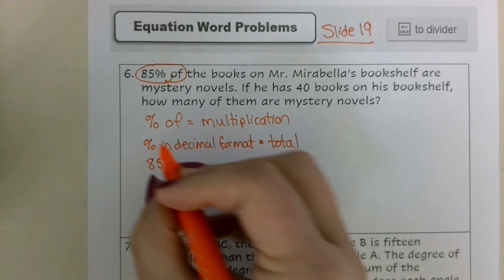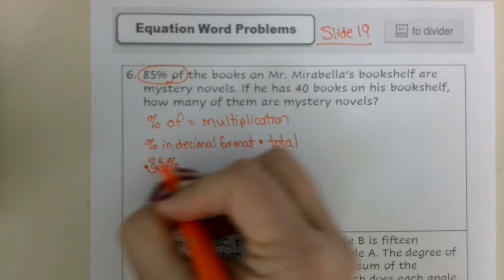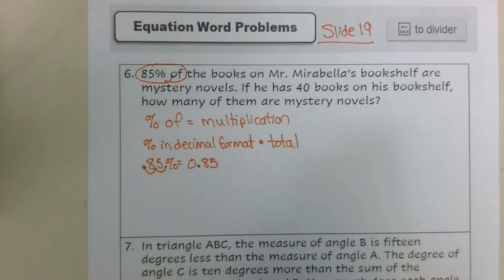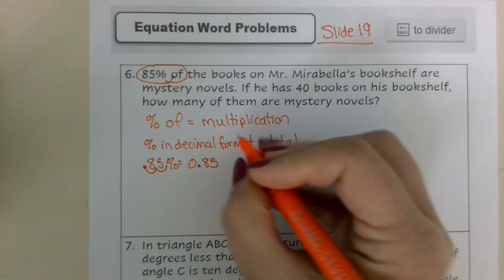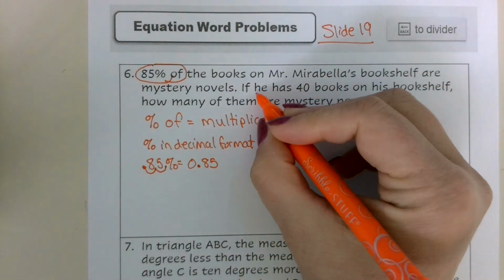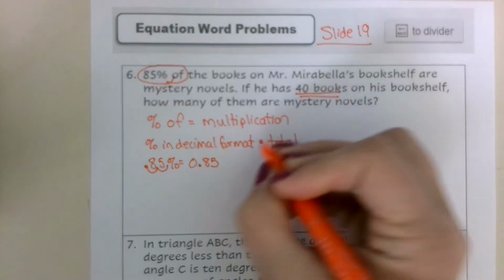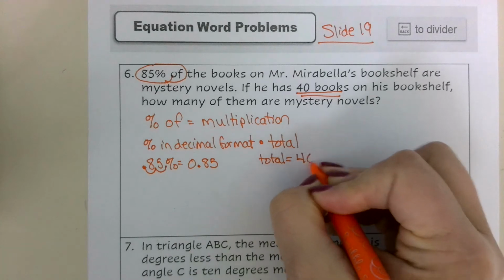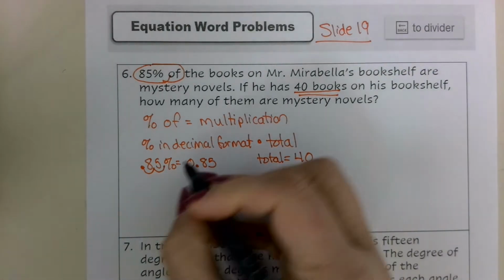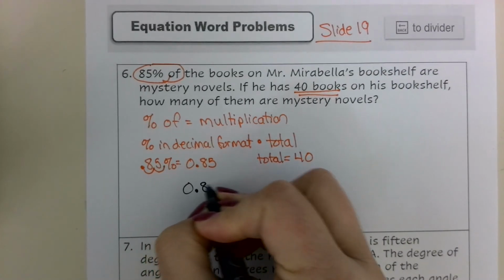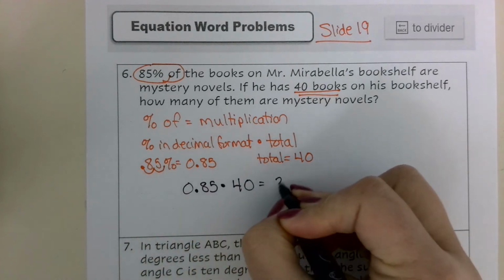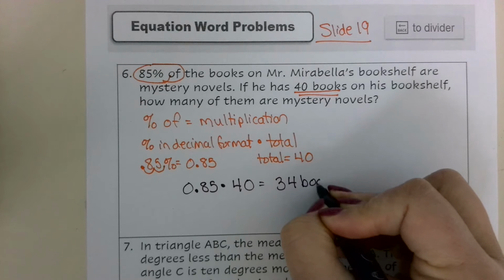I can divide by 100, but I'm just going to move the decimal over 2 spaces to the left. 85% is 85 hundredths. What is the total? Well, if I look here, he has 40 books total. So my total equals 40. So now I've got some multiplication to do. 0.85 times 40 equals 34 books.